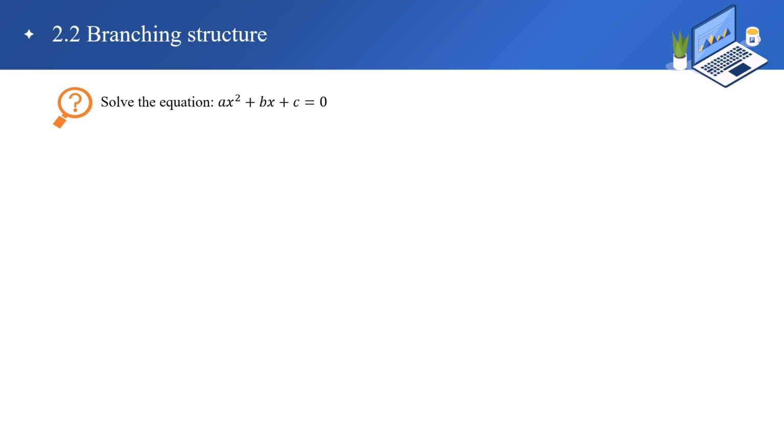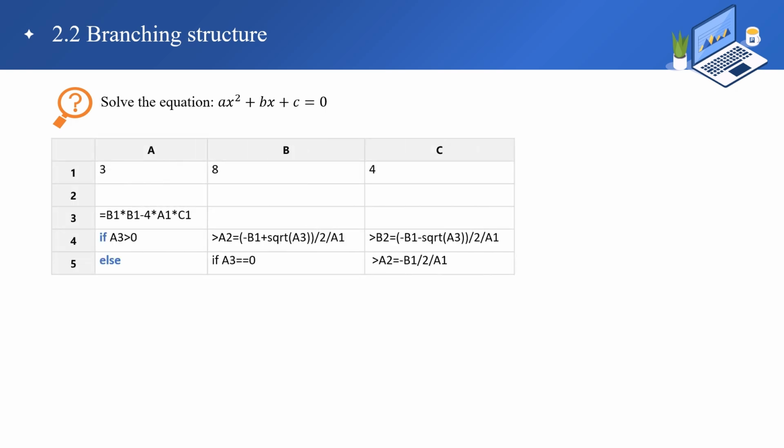The code can be written like this. The if in cell A4 and the else in cell A5 form a pair. If the judgment in A4 is true, the cells to the right of A4 will be executed. If it is not true, the program will see if there is an else under A4. If there is, it will execute the cell to the right of this else. Else means otherwise, that is, the action to be executed when the previous if is not true.